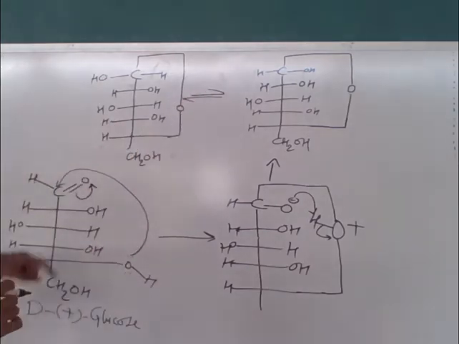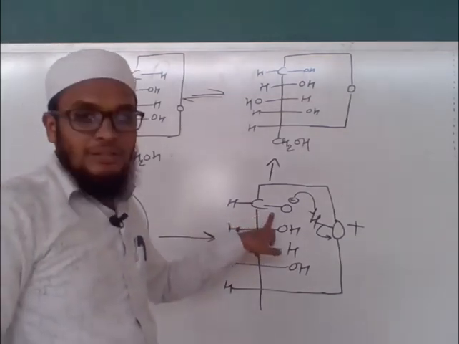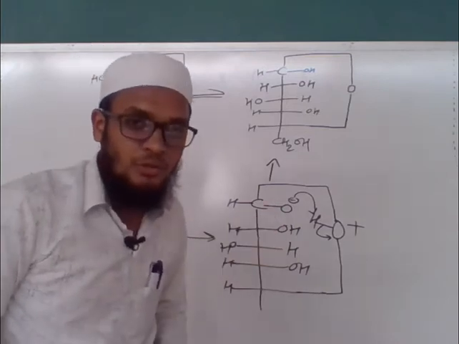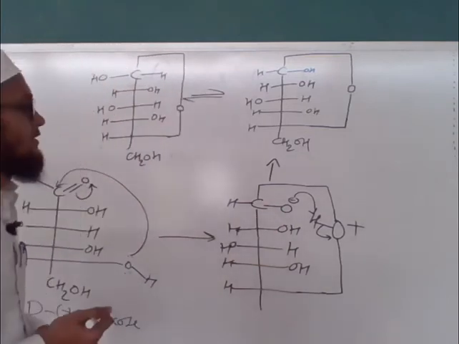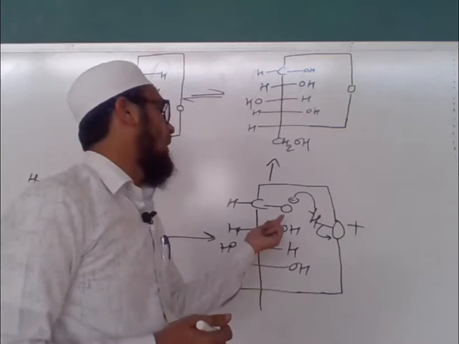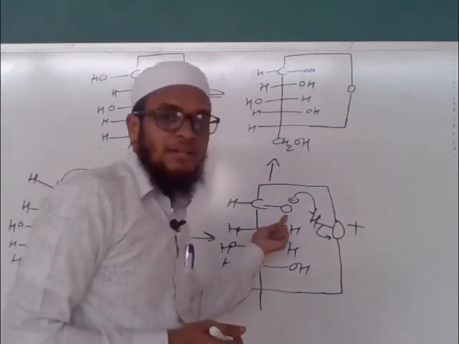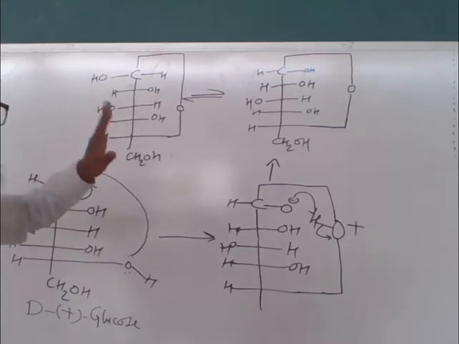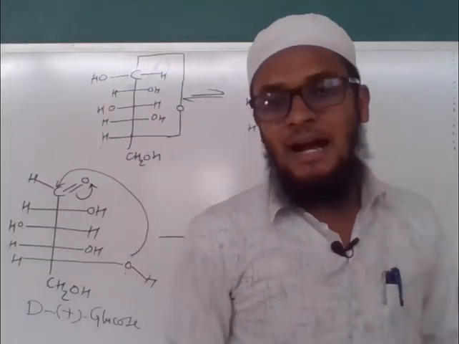So this O negative of the carbonyl is getting converted into a hydroxyl group. There are two possibilities. It may form on the right side, or it may form on the left side. So what did we do here?